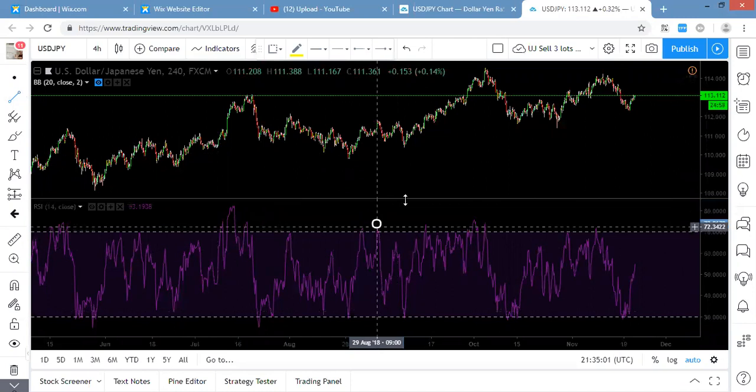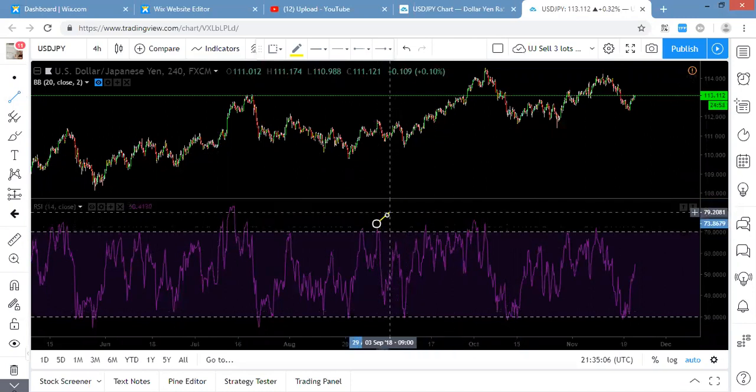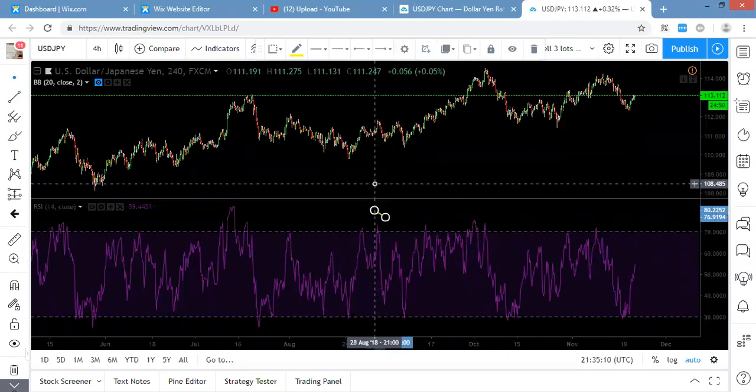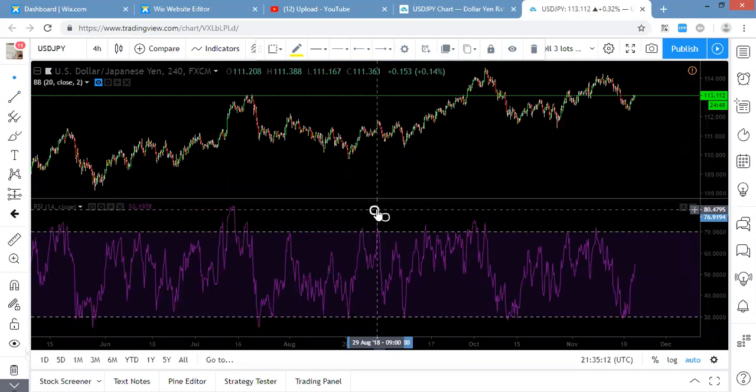I'm not sure what's going on with this trend line here. Oh, I'm on the RSI. That would be the issue. So you guys, when you draw a trend line, make sure it's on the chart, not on the indicator.